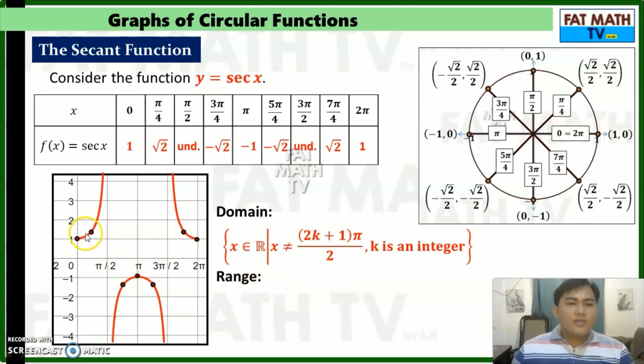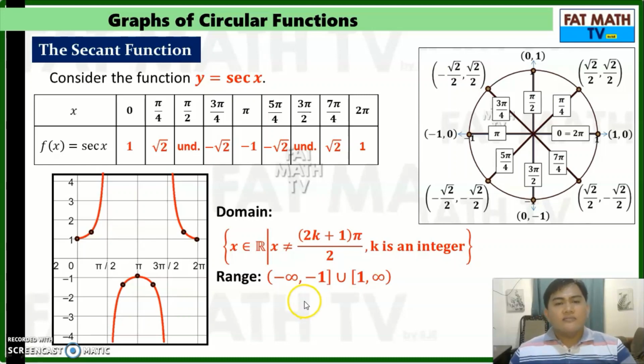For the range, as what you can see, here we have from negative infinity up to negative 1, and we don't have values between negative 1 and positive 1, and then we have again values from positive 1 to positive infinity. So for the range, negative infinity to negative 1, including negative 1, union 1 to positive infinity. So set of all real numbers except those that are between negative 1 and 1. So that's the range of the secant function.